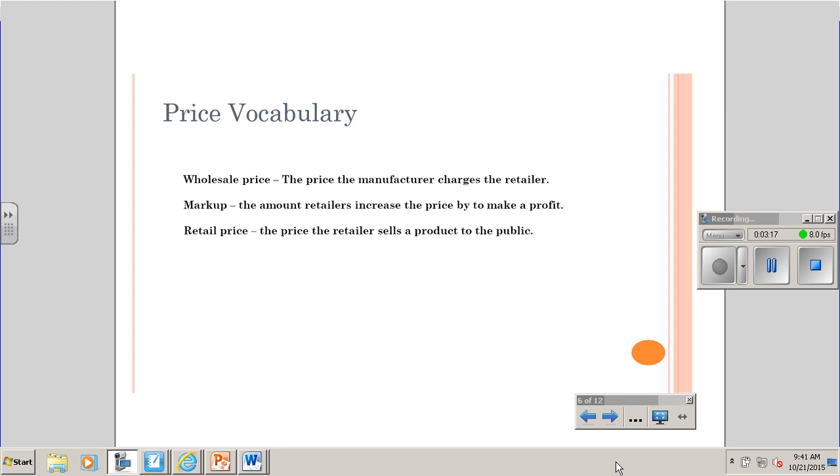Now Walmart wants to make a profit, so in order to make a profit, they've got to charge their customers more than they're charged, right? That's the markup. The markup is the amount that Walmart or retailers increase the price by. And retail price, that's the price that the retailers sell to the public. So how much you pay for things you buy at Walmart, sticking with the same. So retail price is really the wholesale price plus the markup. Okay.